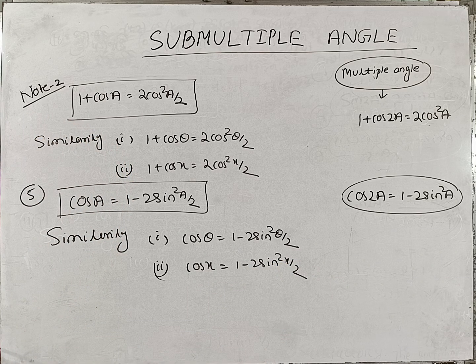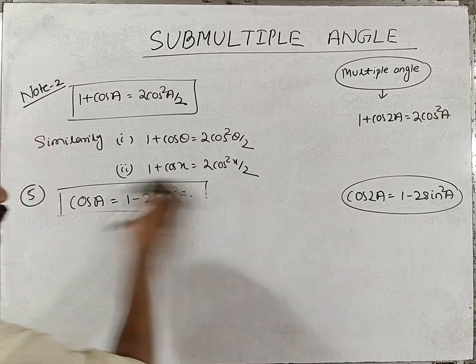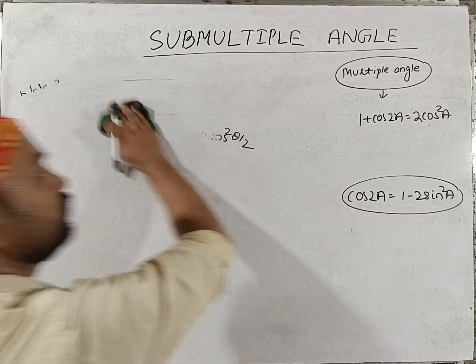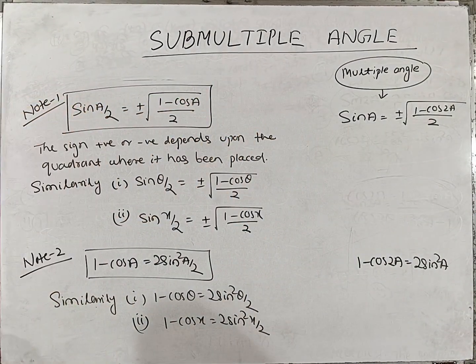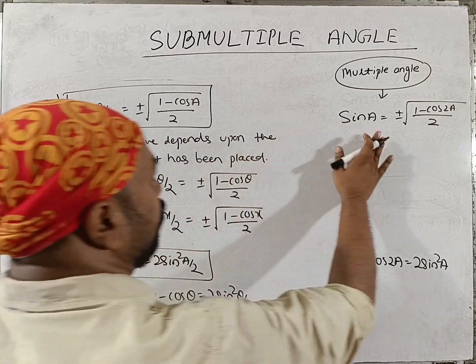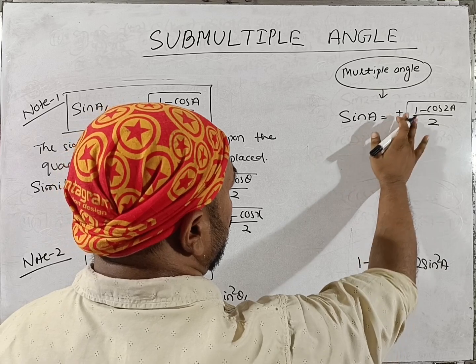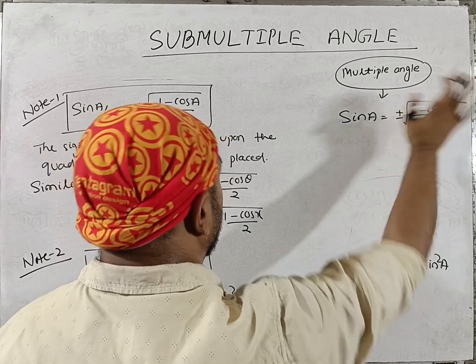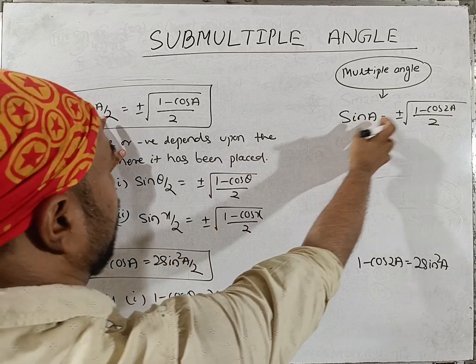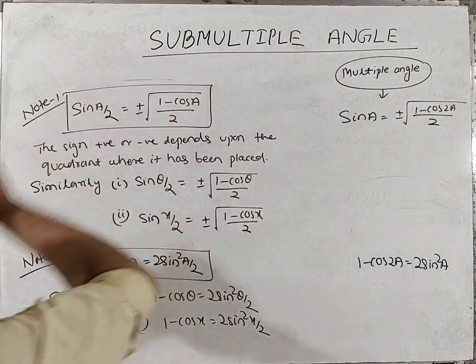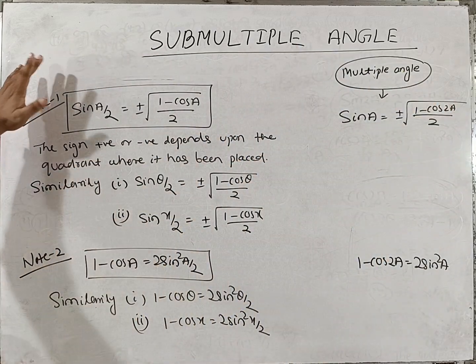Let us go through the note 1 and note 2 based upon formula number 5. In the multiple angle, we know that sin A is equal to plus minus square root of 1 minus cos 2A divided by 2. So in place of A, we have to put A by 2, and in place of 2A, we have to put A, so that we can get the submultiple angle again here.